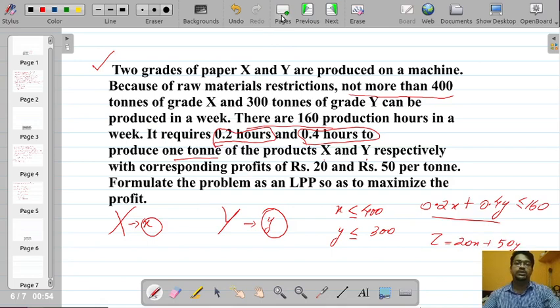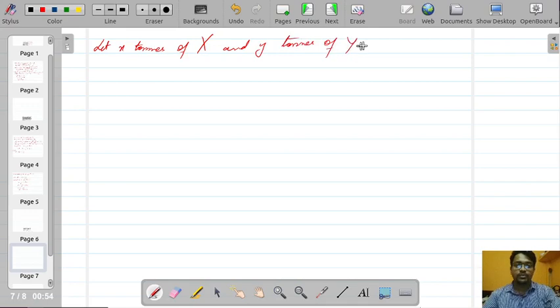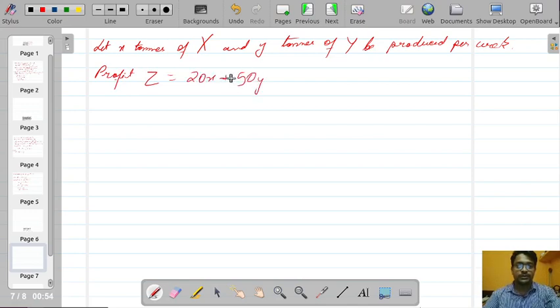Please try to do it yourself. I am just providing the hint. So how will I write it? We write it this way: let X tons of capital X and Y tons of capital Y be produced per week. So profit is Z equal to 20X plus 50Y.